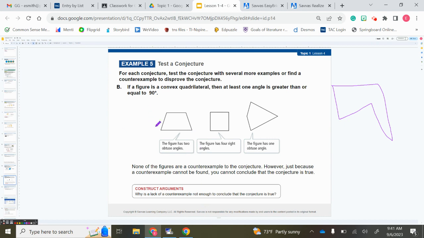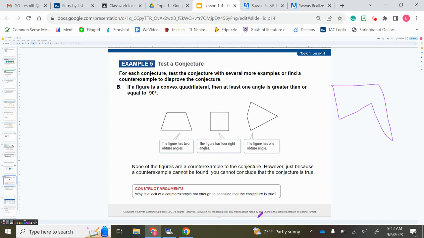But if we take a look at this, here's an example of a trapezoid. The figure has two obtuse angles right here and right here. This is a square. It has 90-degree angles. It said greater than or equal to 90. It's working. And it says at least one, not at most one. This one says the figure has one obtuse angle. So far, all the examples we have are working out, right? Do we want to continue this for every polygon that exists? No. So for now, we can assume it's true, but we can't prove it's true.